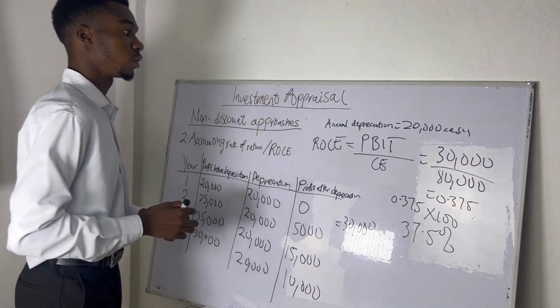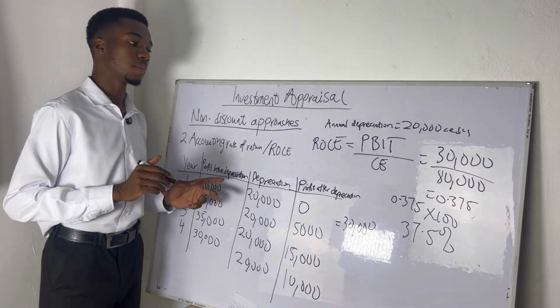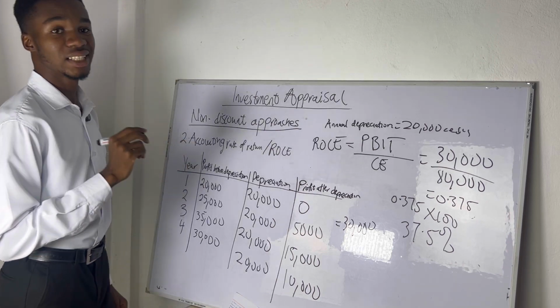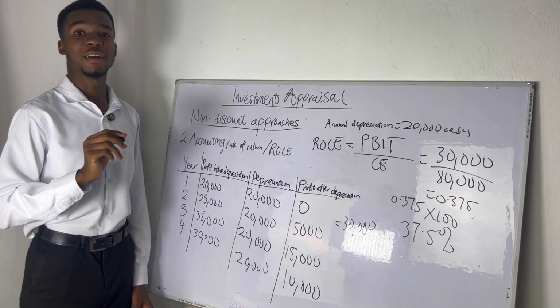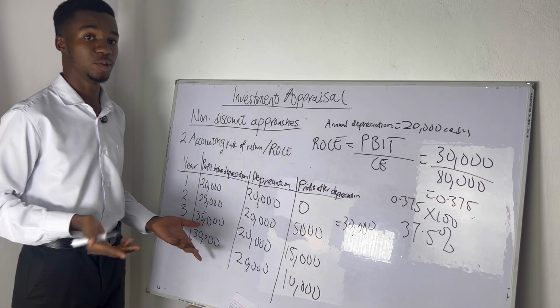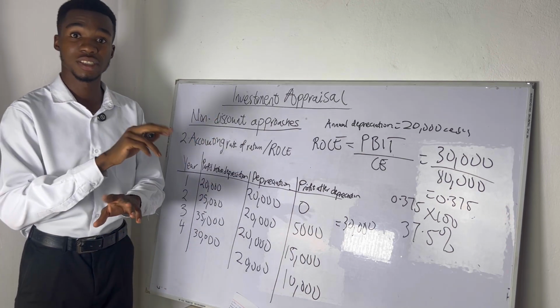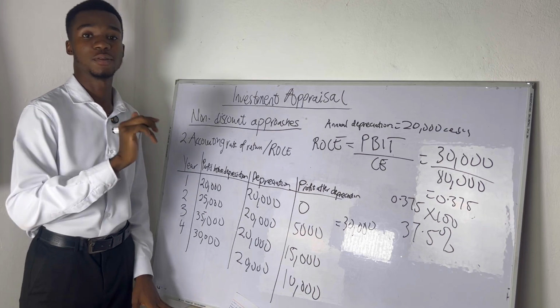37.5%. So what this means is that our return on capital employed is 37.5%, meaning that out of the 80,000 cedis, 37.5% is profit after depreciation, or after all the interest and taxes, everything. When you subtract all those things, you are getting 37.5%.